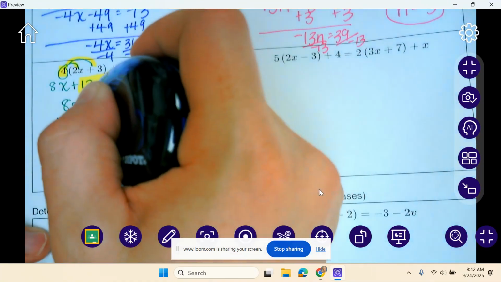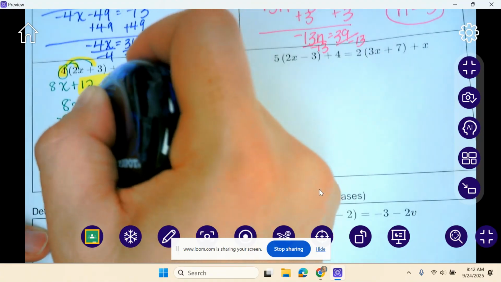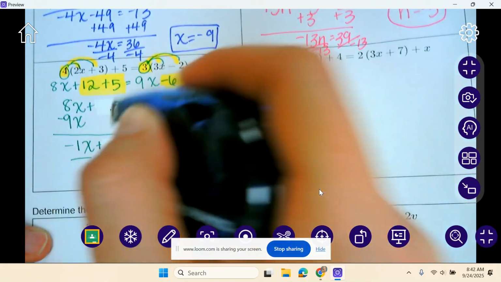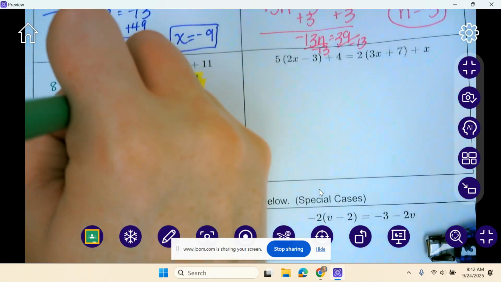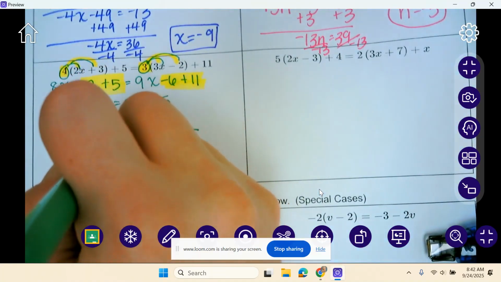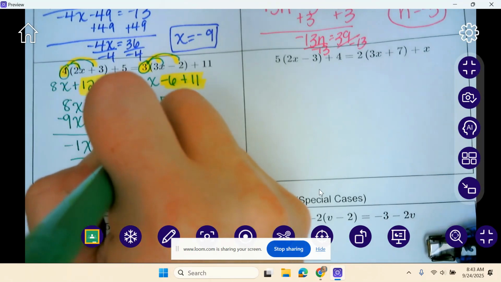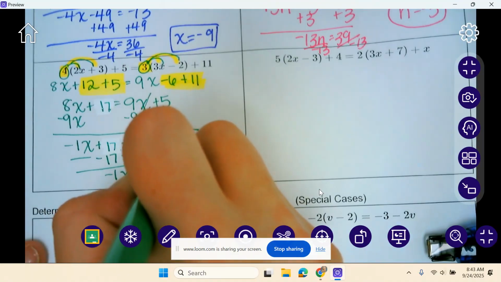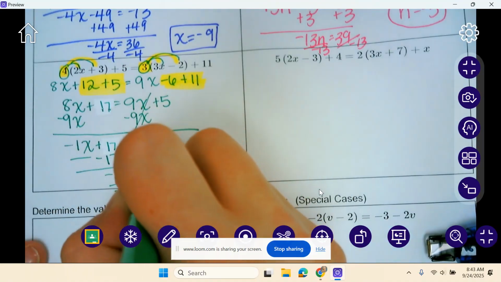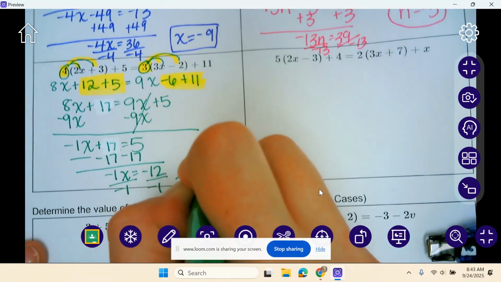Whoopsies. I don't have an eraser, so we're going to use whiteout. Okay, so those two combined gave me 17. So I'm going to subtract 17 on both sides, and I get negative 1x equals negative 12. Divide both sides by negative 1. X is equal to a positive 12.